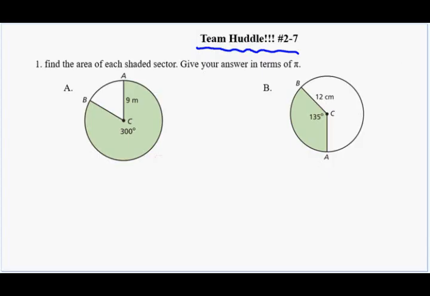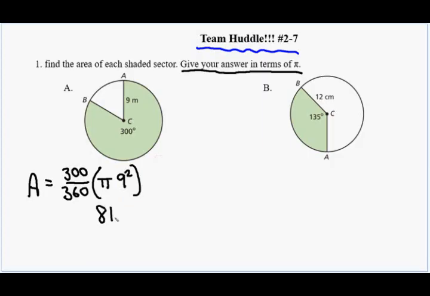All right, number 1 here doesn't look too bad. Find the area of the shaded sector. Give your answer in terms of pi. So there will be pi in our final answer. For letter A, our area of our sector is the fraction 300 over 360 times pi times 9 squared. So that'll be 81 pi times our fraction. If everything turns out good, you should have got exactly 67.5 pi. Our units here are meters, and it'll be squared because we're doing area.